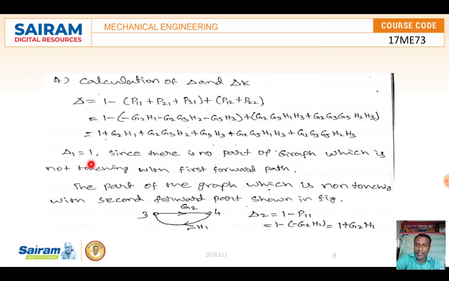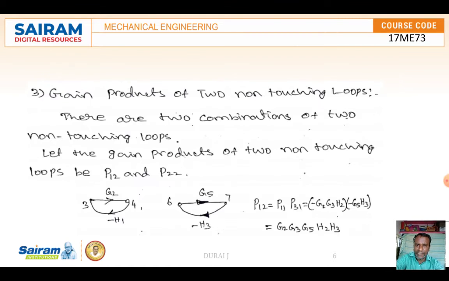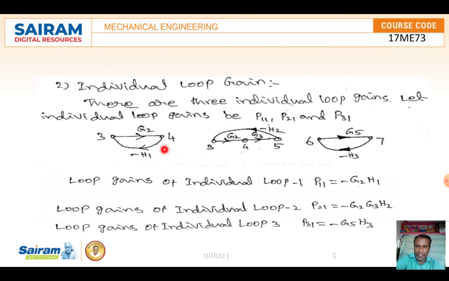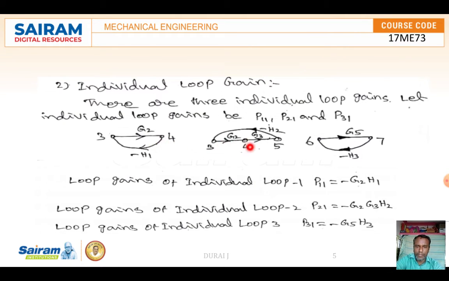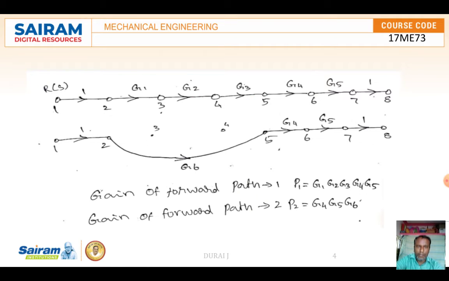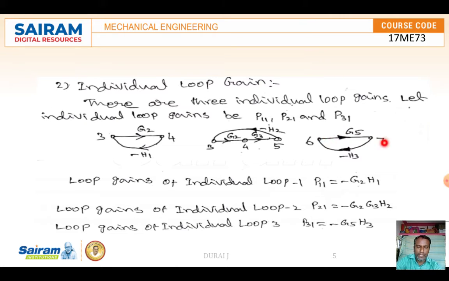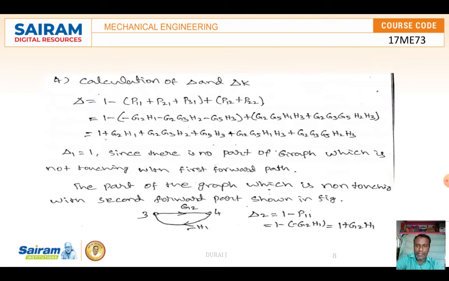So here del 1, how to find the del 1 value? It is 1, because checking this individual loop, it will touch the first forward path. Yes, 3 and 4, and here 3 and 4 is common, even 3 4 5 it will touch over here. Okay, 6 7 also will be touching the first forward path, so here del 1 we are going to take 1, because there is no individual loop not touching the first forward path. All the loops are touching the first forward path, so del 1 we are going to take 1.